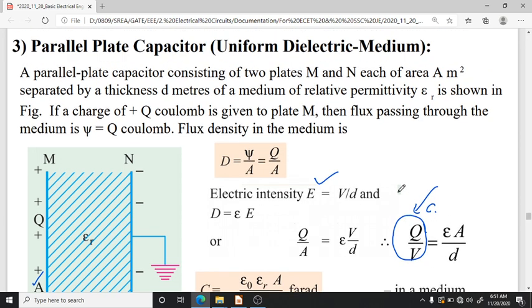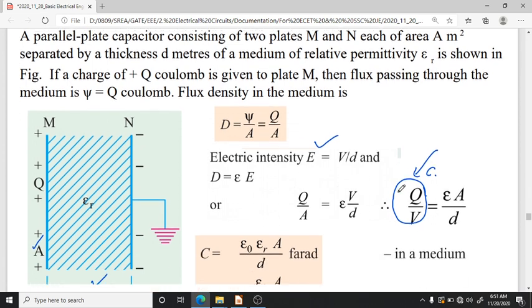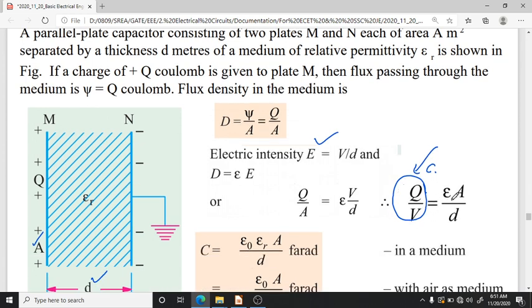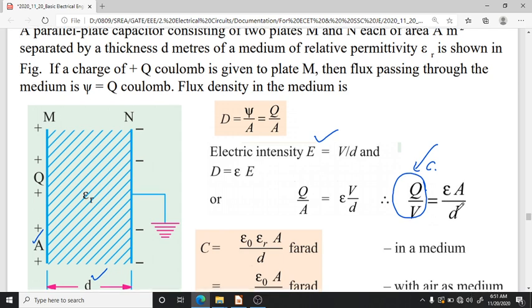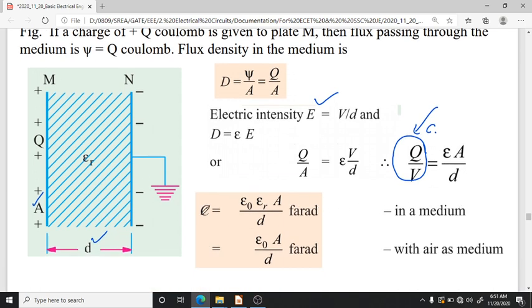What is the capacitance equation in parallel plate capacitors? C equals permittivity times A divided by D. This means the capacitance depends on the area of the plates, the permittivity of the medium, meaning the dielectric medium, and the distance between the plates. Based on this equation, you need to understand one thing.